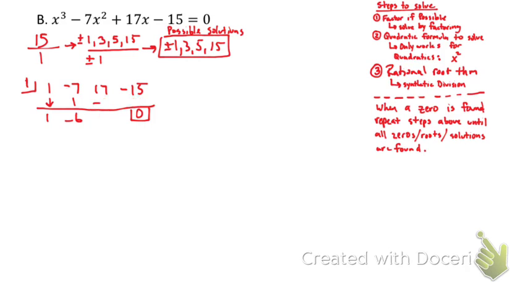So let's redo this, and let's try now negative 1. Negative 1 times 1, that's negative 1. That gives me negative 8. Negative 1 times negative 8, that is positive 8. 17 and positive 8, that's going to give me 25. And this gives me negative 25. As you can see, negative 1 does not work as well. So we got to move on to 3.